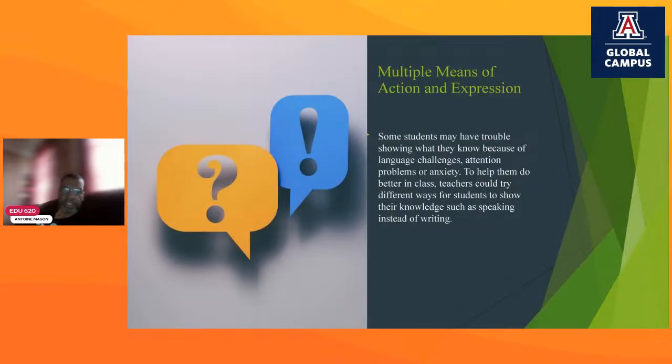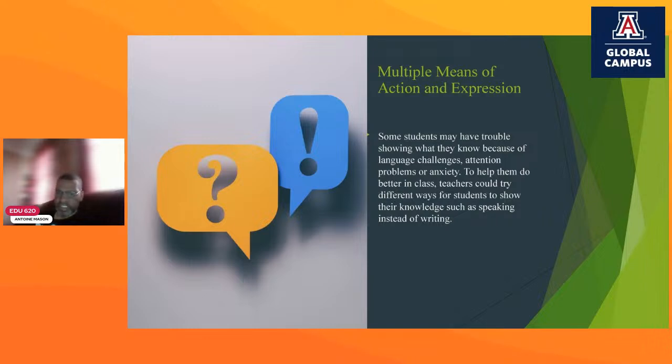All right. Next one is multiple means of action and expression. Some students may have trouble showing what they know because of language challenges, attention problems, or anxiety. To help them do better in class, teachers could try different ways for students to show their knowledge, such as speaking instead of writing. At Livingston Collegiate Academy, Chromebooks are being used with a program called Read Naturally to check how well kids read and understand things. Based on that evaluation, they can move forward or review previous material until they get it right.